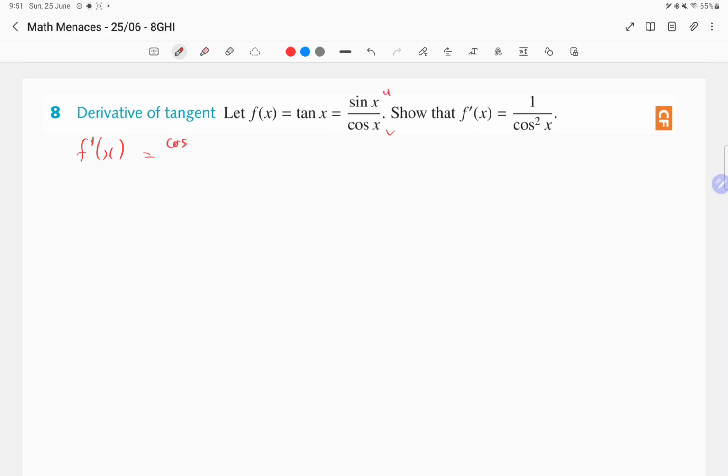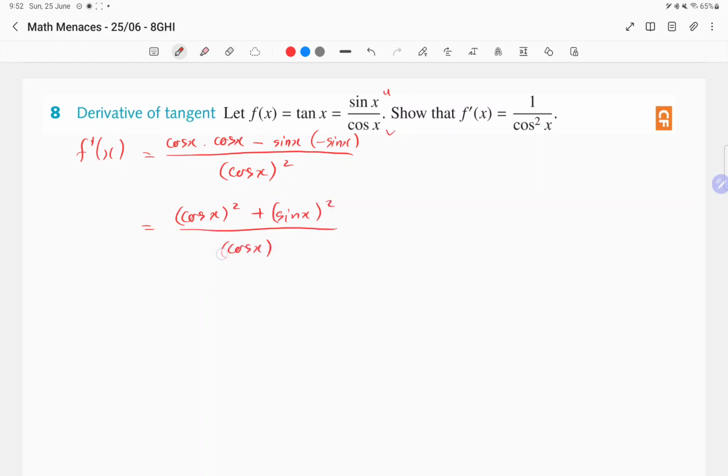So u dash would be cos x, u dash times v. So cos x times cos x. And then minus u, which is sin x, and then v dash, which is negative sin x, over v squared, which is cos x everything squared. Simplifying this would get me cos x everything squared, and then plus sin x everything squared over cos x everything squared.